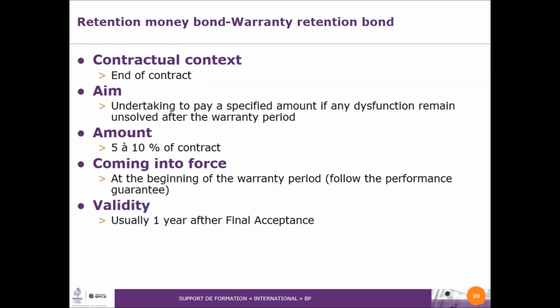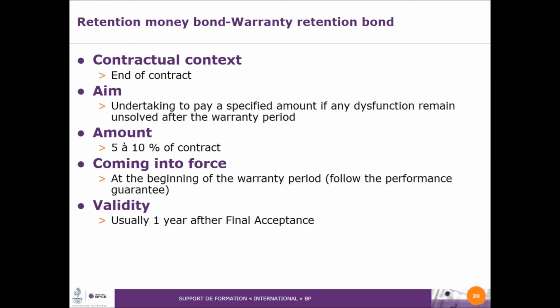And finally, we'll move to the retention money bond, also called warranty retention bond. So it will come into force at the end of the contract. It will last during the warranty period. And the aim is that the bank will undertake to pay a specified amount if any dysfunction remains unsolved after the warranty period.